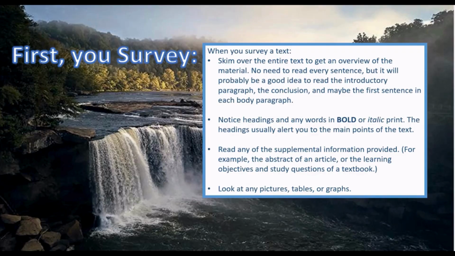If you're reading a textbook, then usually there are learning objectives at the beginning and study questions at the end and a review section at the end. Make sure you read those before you actually read the chapter. And I know that's a little bit backwards, or it seems backwards, but they will really help you to understand more of what you read if you read the supplemental information provided first. And then also look at any pictures, tables, or graphs.